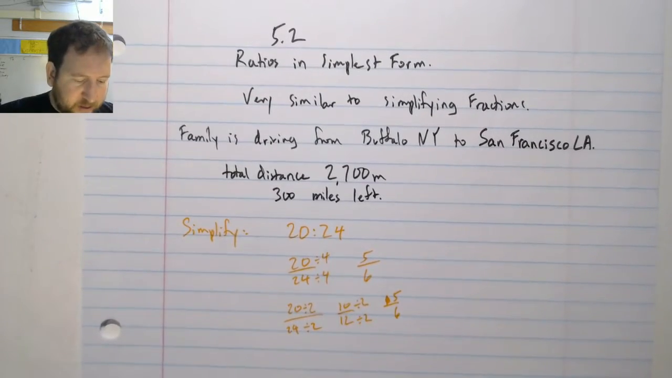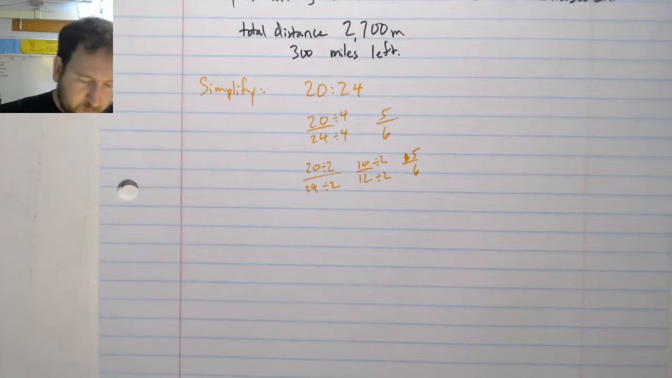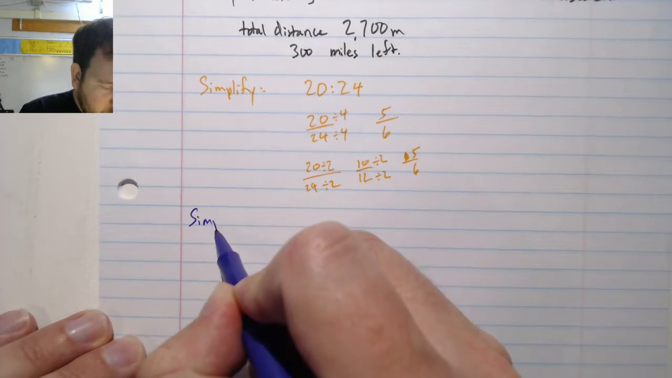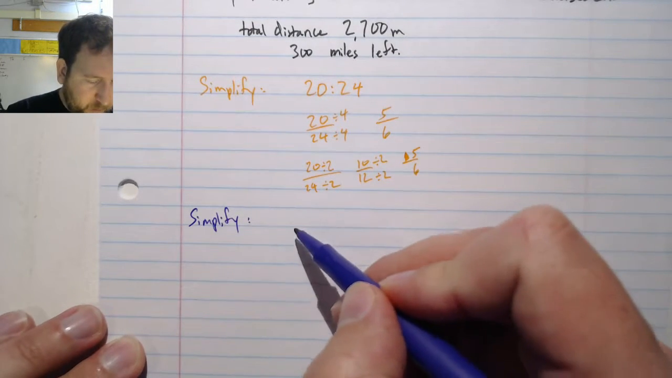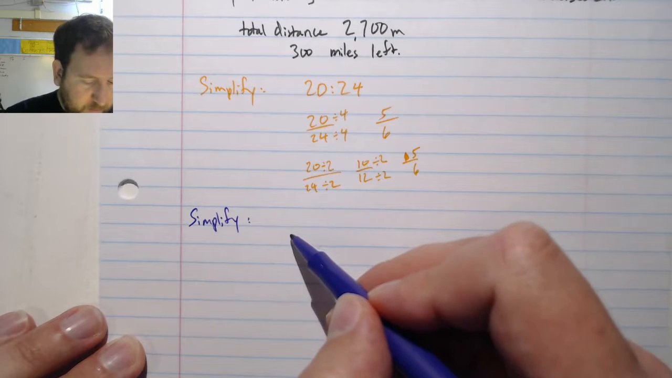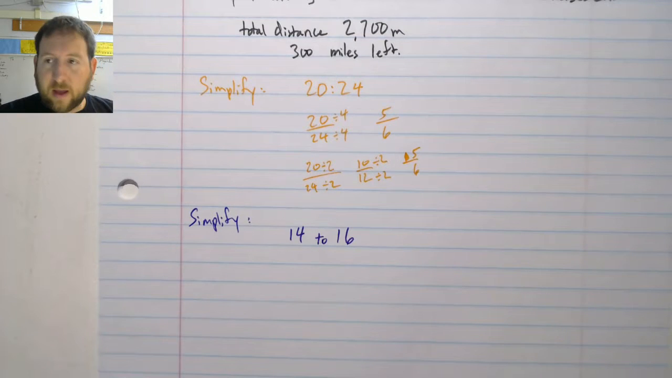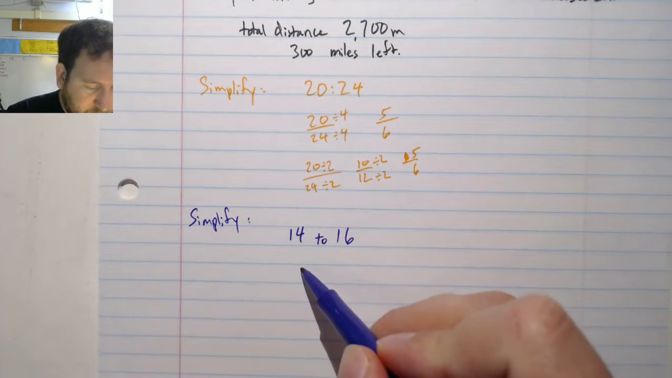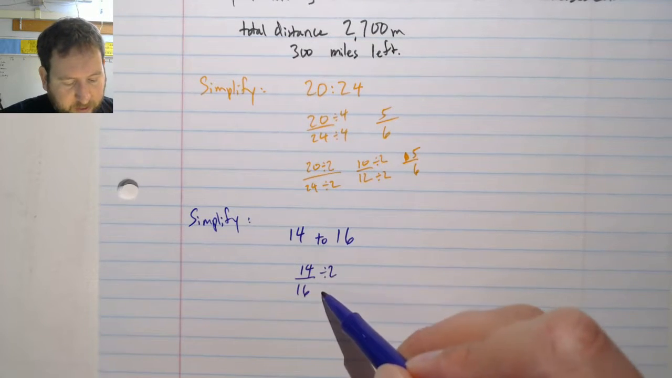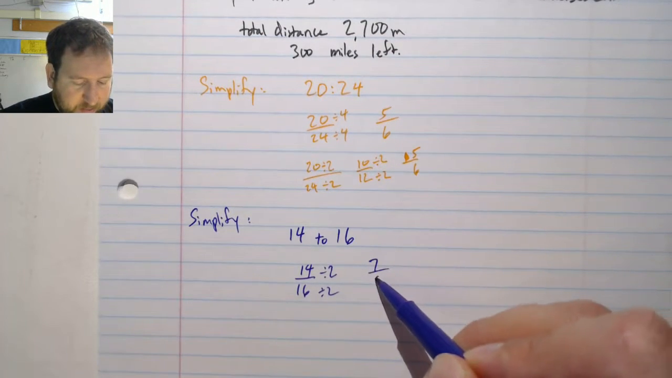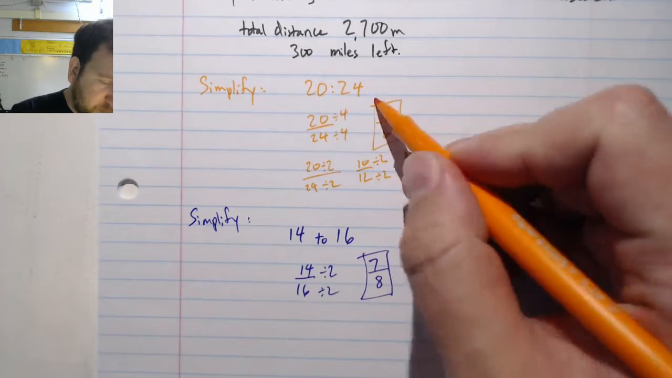Let's do one more example. Let's simplify this ratio. We have 14 to 16. Okay, first thing I'll do is turn it into a fraction. Makes it way easier. 14 sixteenths. And it looks like 2 is probably going to be my best bet here, because that's going to give me 7 eighths. Ooh, I forgot to box my answer from before.